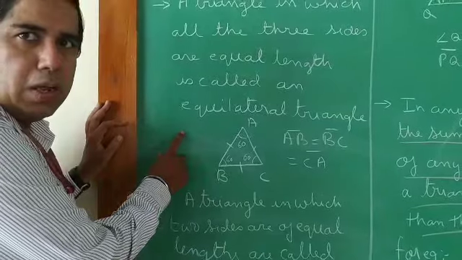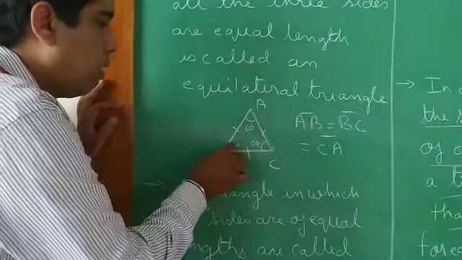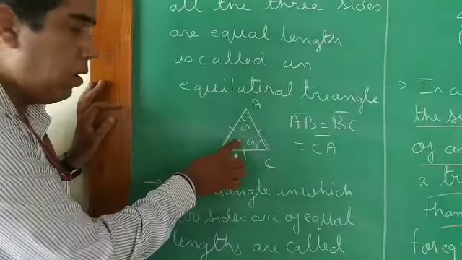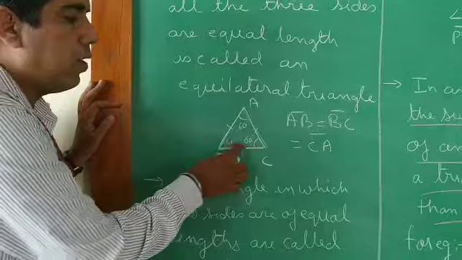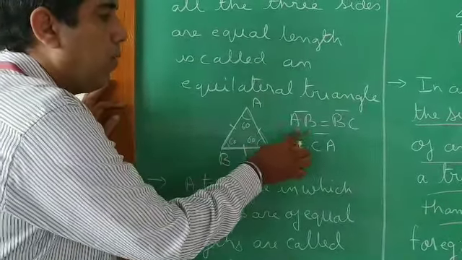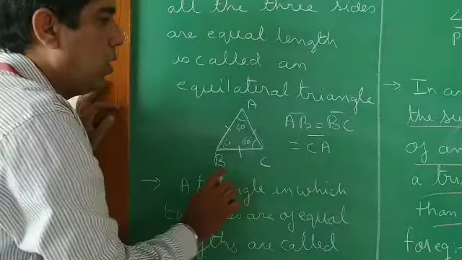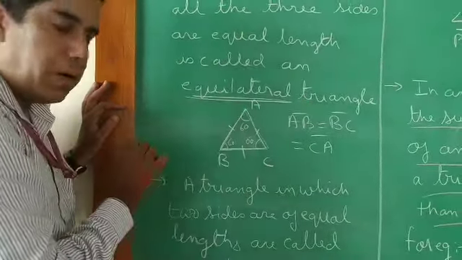Which triangle? Equilateral triangle. You can see here all three sides will be equal, and angle A, angle B, angle C will be 60 degrees. All three angles will be 60 degrees. You can see I wrote here AB equal to BC equal to CA. So this type of triangle is called an equilateral triangle.